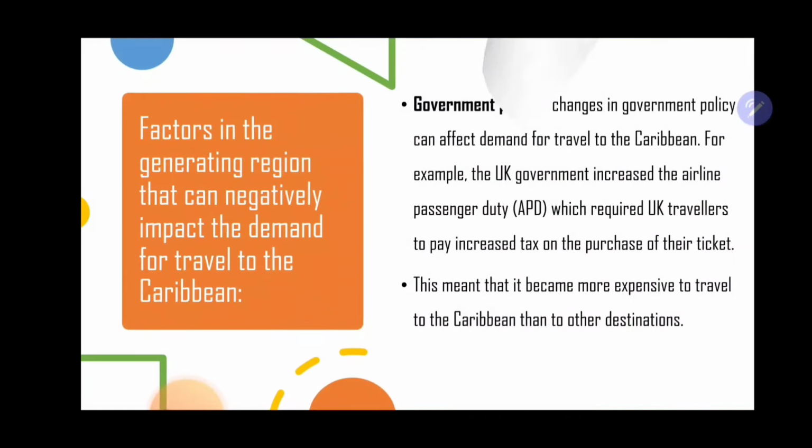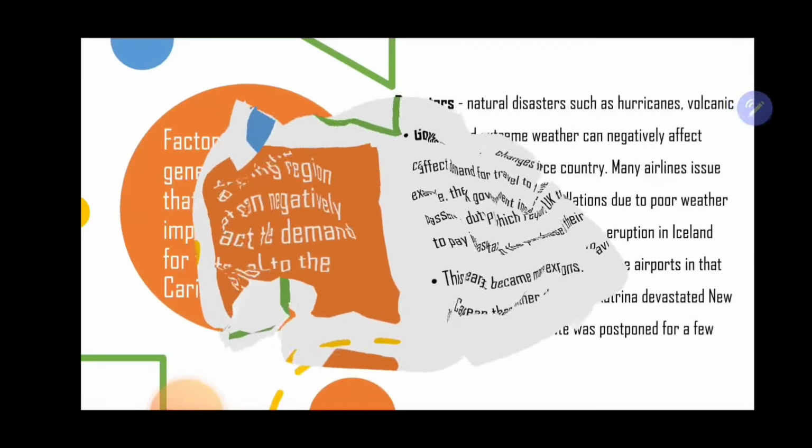Next factor, government policy. Now, changes in government policy can affect demand for travel to the Caribbean. For example, the UK government increased the airline passenger duty, which required UK travelers to pay increased tax on the purchase of their tickets. This meant that it became more expensive to travel to the Caribbean than to other destinations.